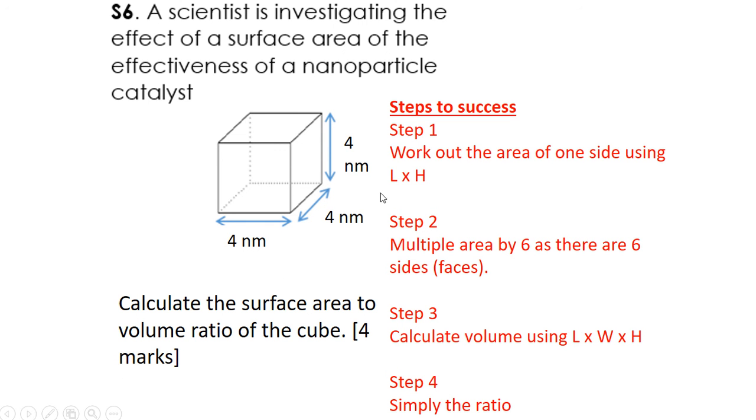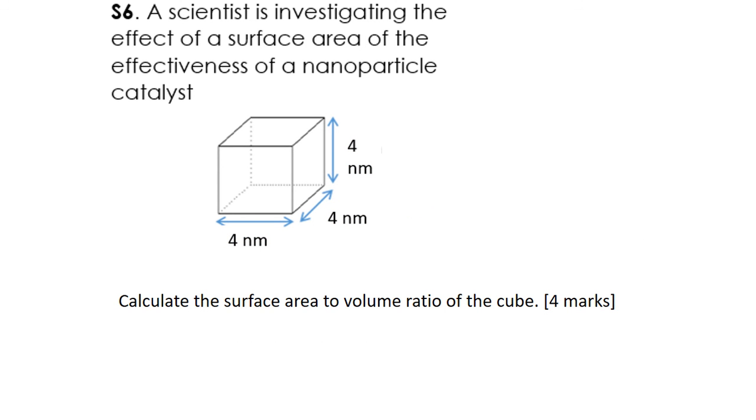If you think about those steps to success: step 1, you work out the area of one side using the length times the height, just like maths. Step 2, you multiply that by 6 because the cube has 6 sides. Step 3, we calculate the volume using length times width times height, just like maths again. And step 4, we simplify the ratio.